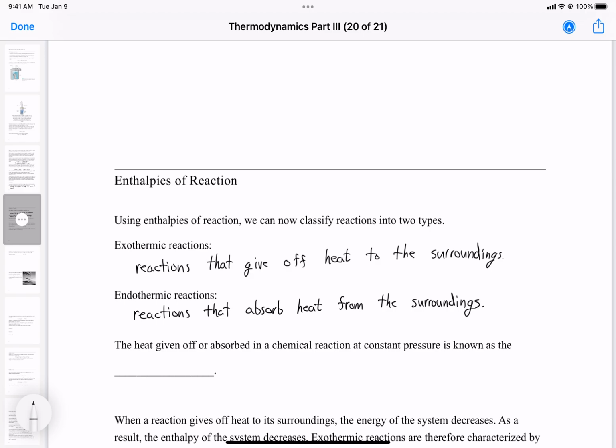Okay. So the heat given off or absorbed in a chemical reaction at constant pressure is known as the enthalpy of reaction. And we call it delta H rxn. Okay, so in case anyone is confused by this term, rxn means reaction. Shorthand for reaction, okay? All right.